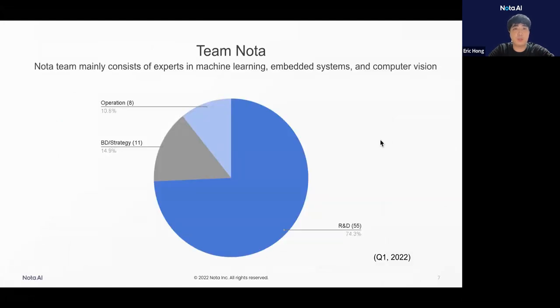Our team at Nota AI, most of our crew are R&D developers and researchers, and I'm one of them. We mainly consist of experts in machine learning and embedded systems, and most of us are in the computer vision domain.